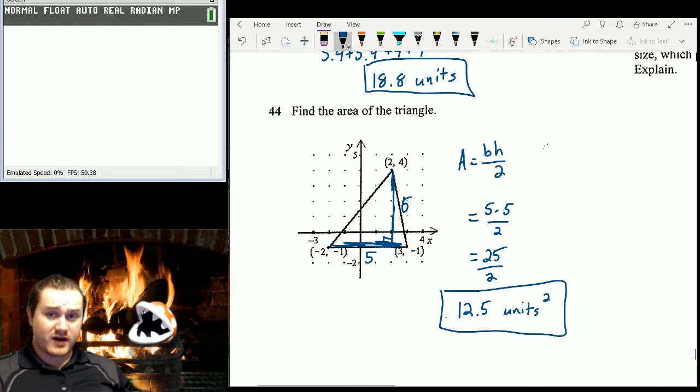Again, fairly easy, fairly straightforward. All you're doing is looking at the picture and figuring out what the base and the height are. You don't even have to do distance for this one. You don't have to do any of that funny stuff. It's that picture right there for you.